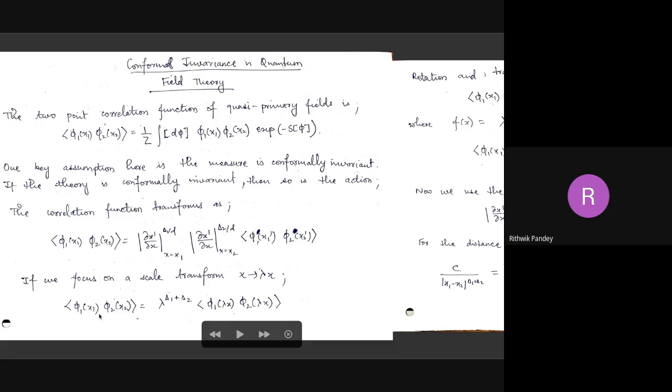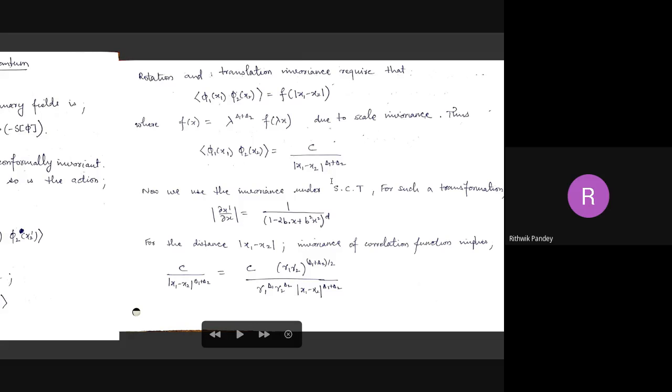So under a scale transformation, this changes in the following way: phi1(x1) phi2(x2) is equal to lambda to the power delta 1 plus delta 2, phi1(lambda x1) phi2(lambda x2). It should be x1 and x2 here.